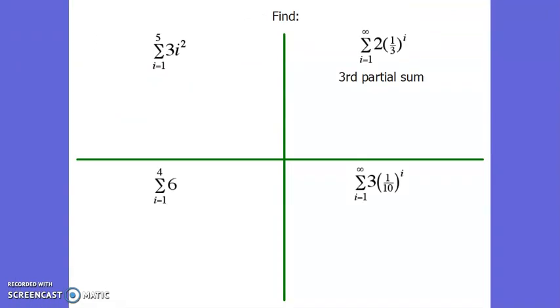Speaking of time, it's time to try a few extra examples. So think about what we've just learned about a series. See if you can find the answers to the 3 series on the screen here. Pause the video now. I'll fill in the answers, and we can see them in just a second.